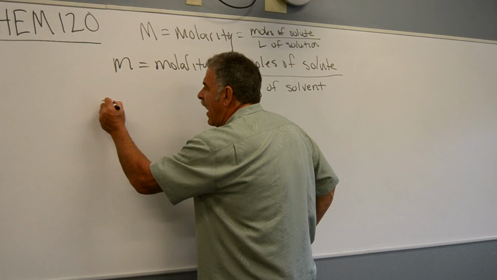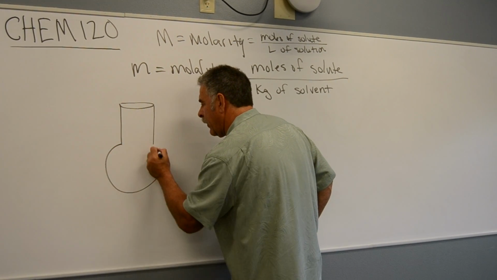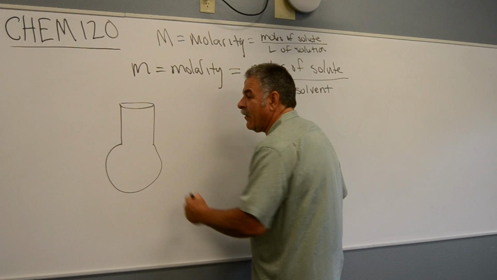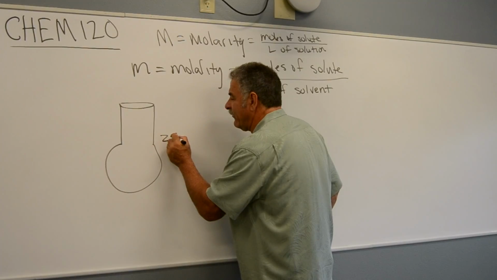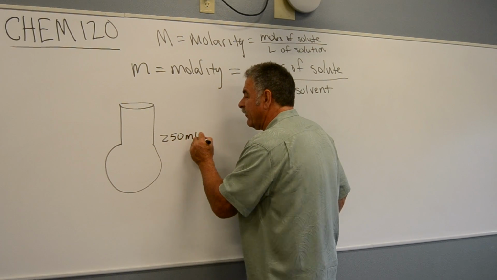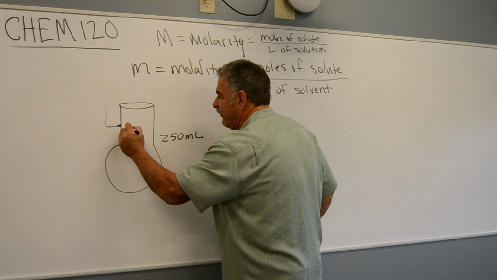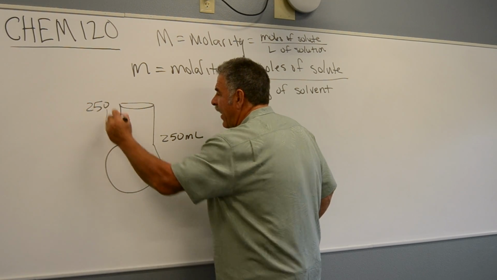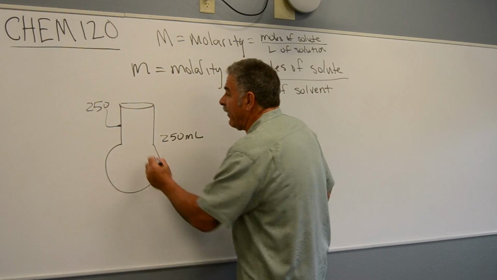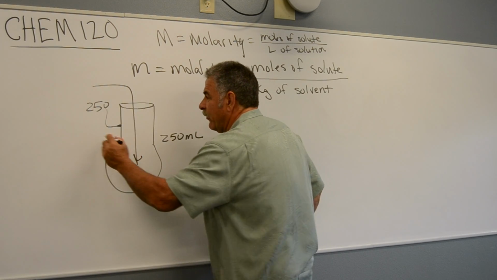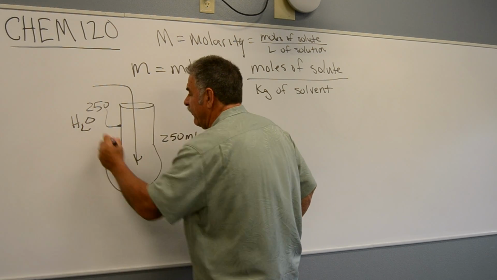So let's take our flask. Whoa, it's got a bad glass blower. But anyway, this is 250 or so milliliters, which means somewhere around here is 250. It really holds more than that, but we're going to put 250 in there. And 250 mils of water is what we're going to put in this flask.